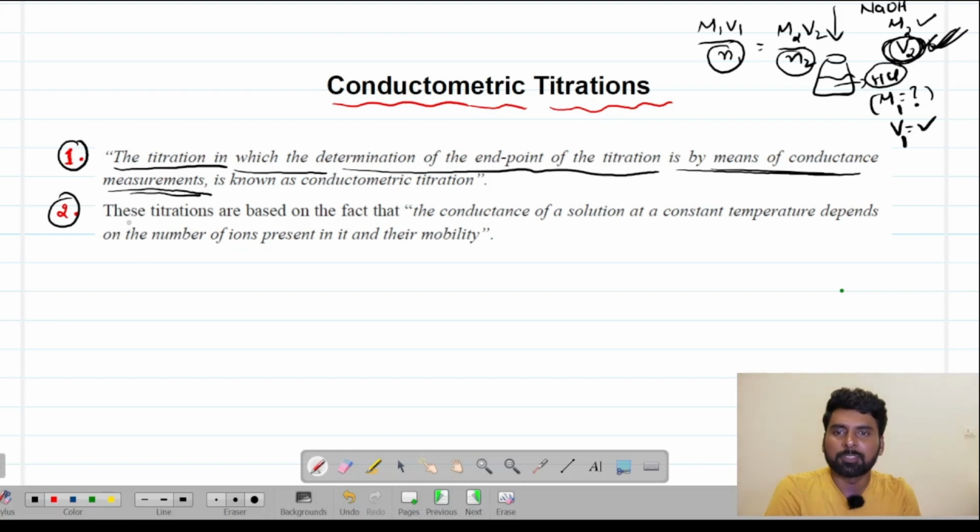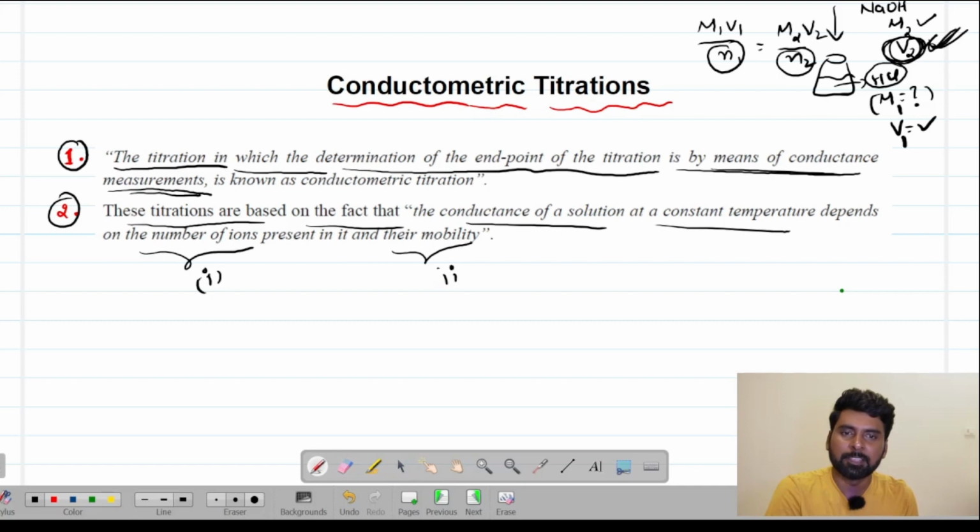As you know, all these titrations are based on one fact: the conductance of a solution at a given temperature depends on only two factors. One factor is the number of ions present in the solution. The second factor is their mobility. These two points are the basis for conductometric titrations. If you read and understand them clearly, the remaining part is easy to understand. Now let's take it.